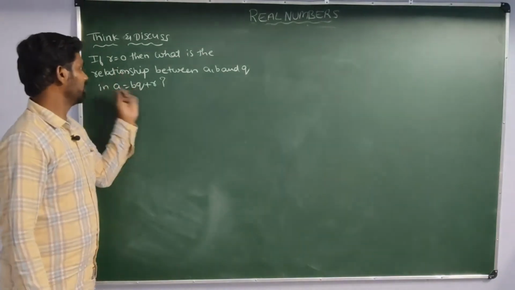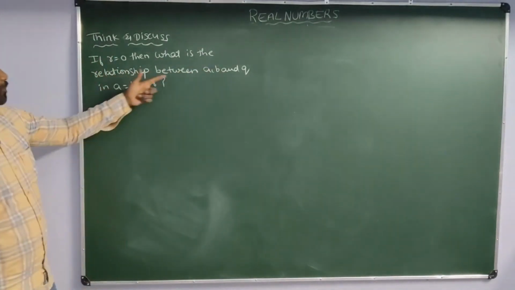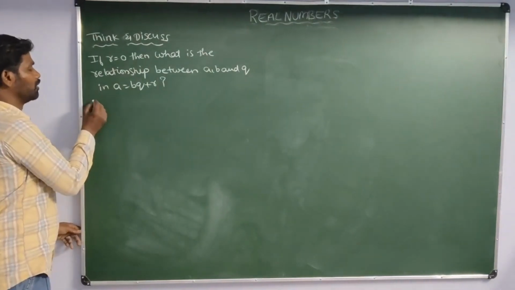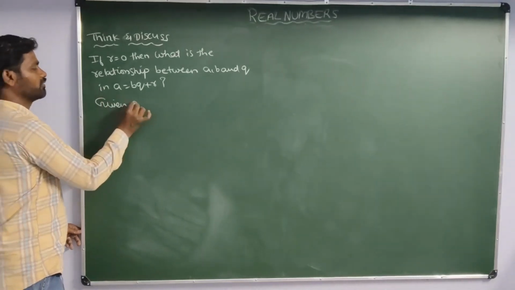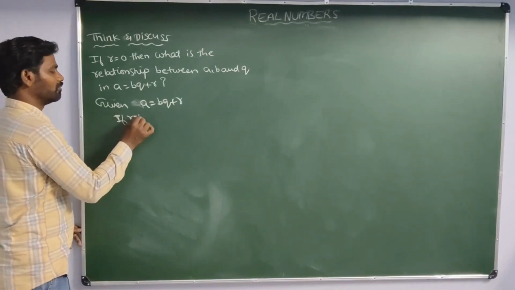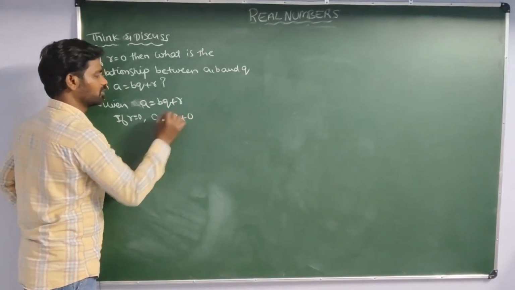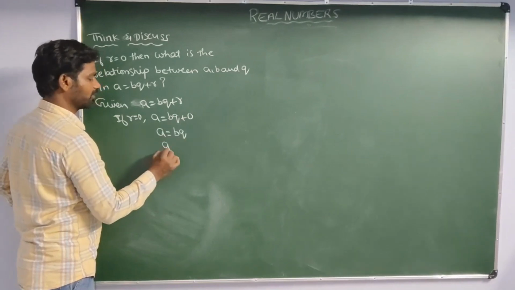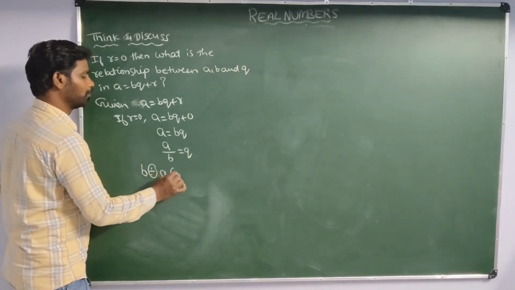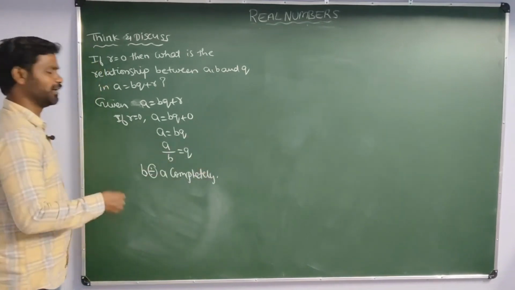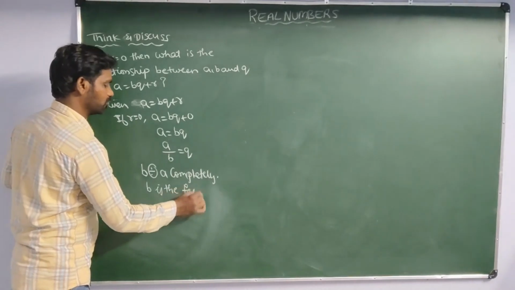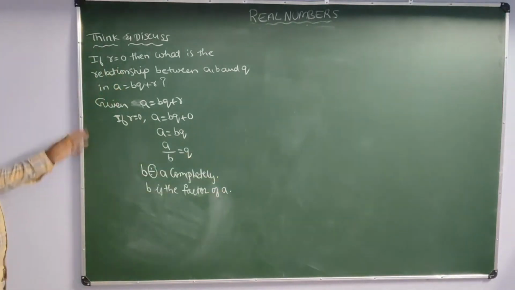Next question, think and discuss. If r is equal to 0, then what is the relationship between a, b and q in a is equal to bq plus r? Given equation, a is equal to bq plus r. In this equation, if r is equal to 0, then a is equal to bq plus 0. So it is nothing but a is equal to bq. We may write that as a by b is equal to q. So what does it mean? B divides a completely. If b divides a completely, then we can say that b is a factor of a. So this is the relationship between a, b and q.